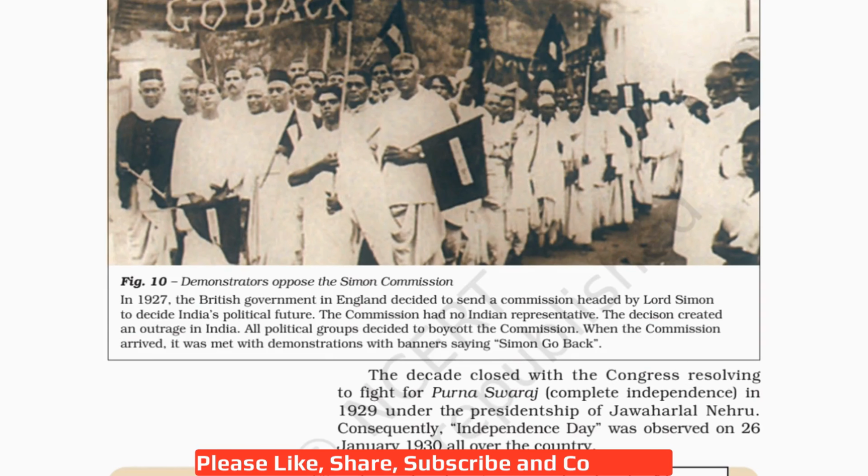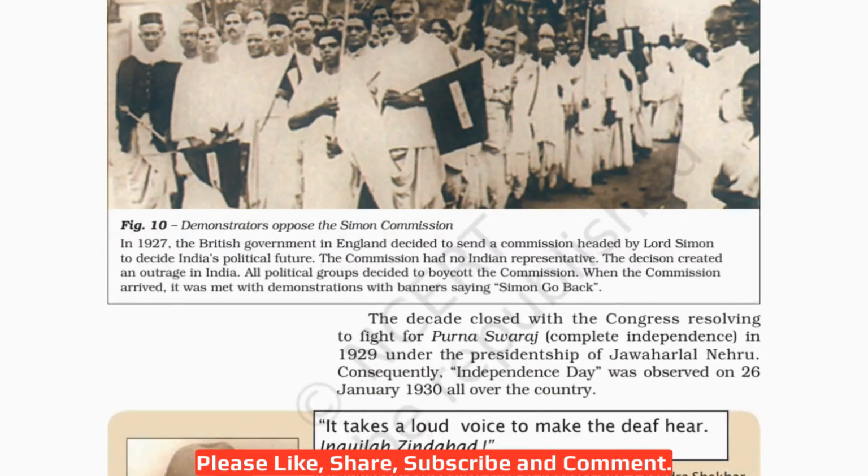In 1927, the British government in England decided to send a commission headed by Sir John Simon to decide India's political future. The commission had no Indian representative. The decision created an outrage in India. All political groups decided to boycott the commission because there was no Indian representative in it. When the commission arrived, it was met with demonstrations with banners saying "Simon go back."